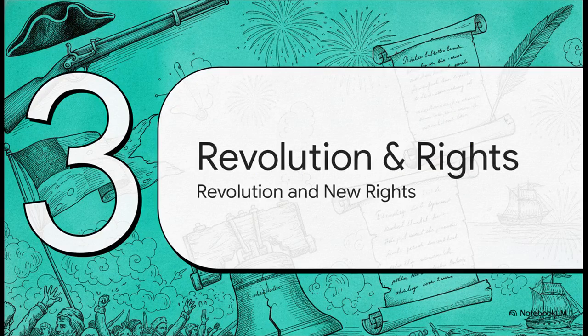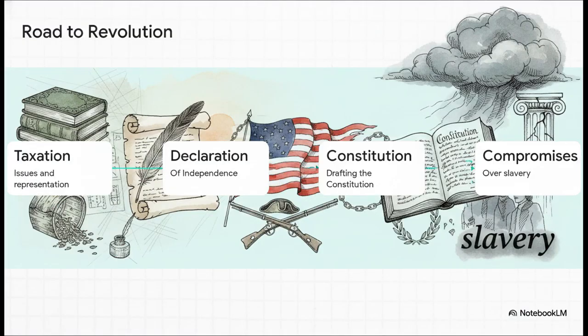Next up, Section 3, Revolution and New Rights. Let's see how this builds, because all those bubbling conflicts from colonization eventually boil over into a full-on fight for a completely new nation. But the American Revolution didn't just happen overnight. We start with heavy taxation issues and a lack of representation, which essentially sparks the Declaration of Independence.